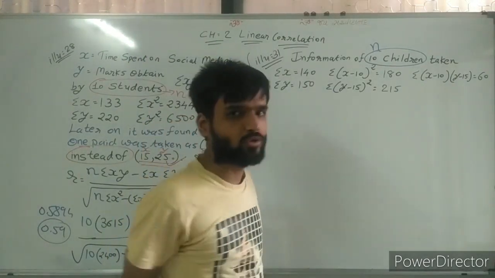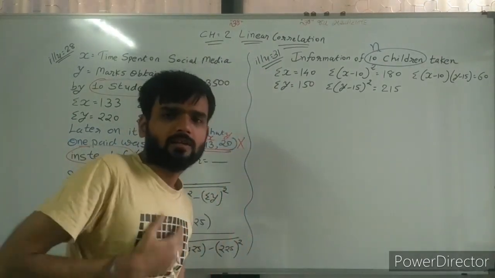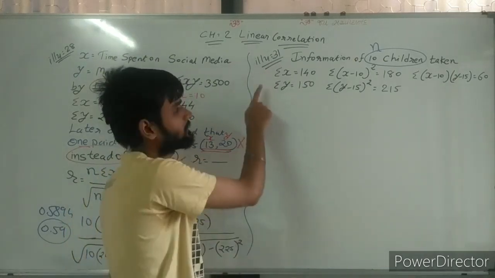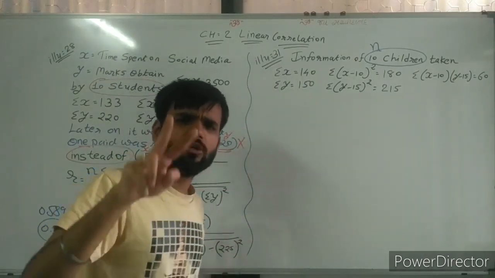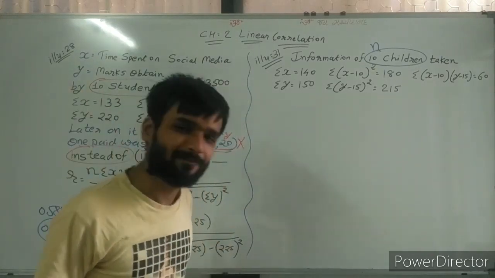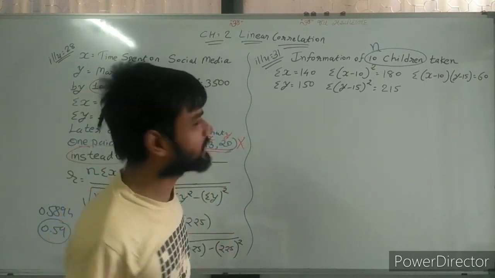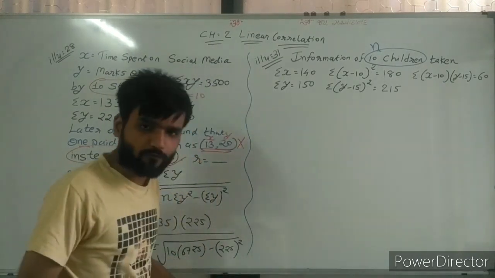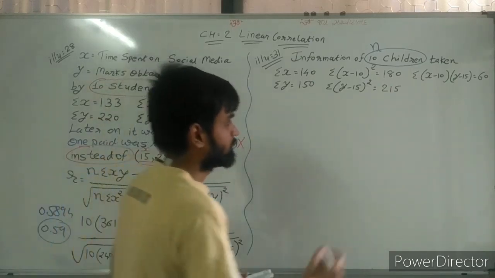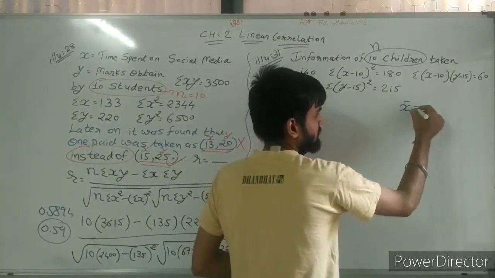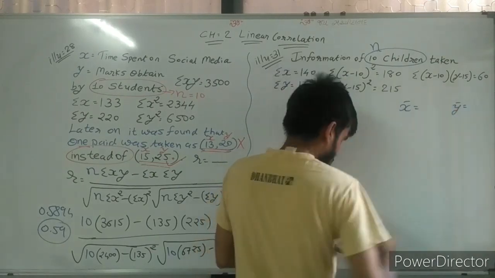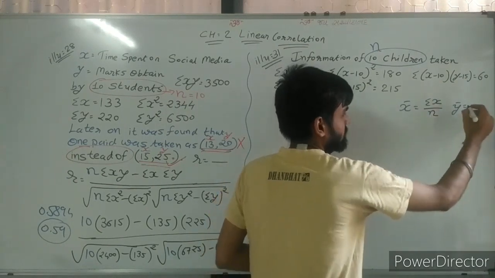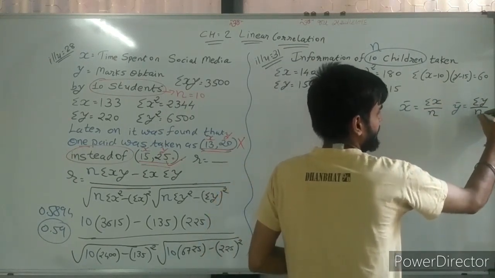Now see and try to understand. So first of all, what do we need, sir? What is the value of x bar and y bar? Find it. For that, sigma x and sigma y, both values are given. Simple. So first of all, we are finding the values of x bar and y bar. Here, x bar is equal to sigma x divided by n, and y bar is equal to sigma y divided by n.